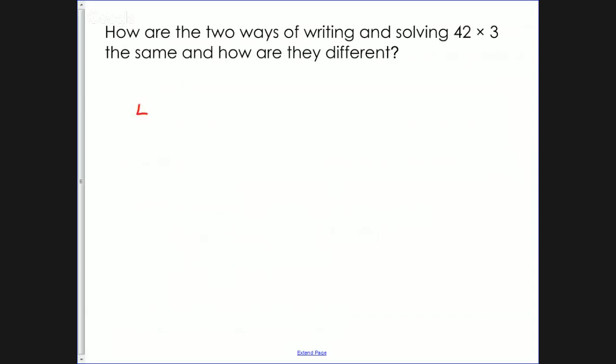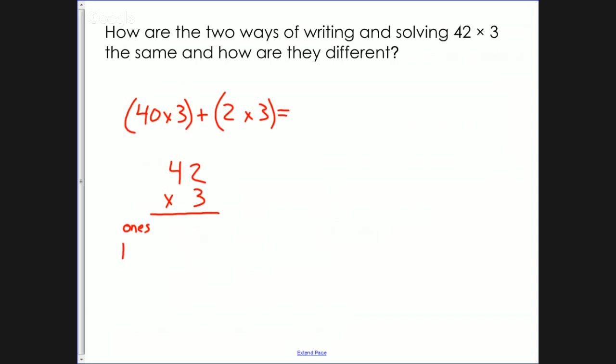One of them you would see 40 times 3 plus 2 times 3, written linearly, so in a straight line. Whereas the other method, you see up and down. So 42 times 3, and the 3 is below it. And then you are multiplying your ones first, then your tens. And you're doing it separately. So in this case, we actually started with our tens, whereas in this case, we're going to start with our ones.